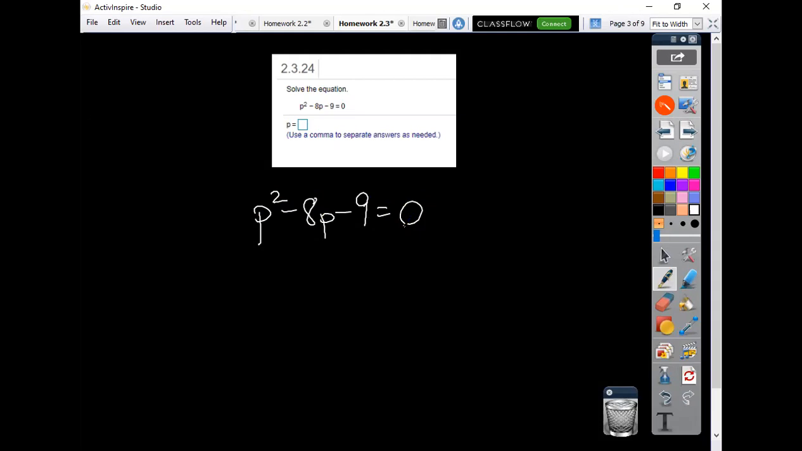I think it's easiest here to just go ahead and do this by guess and check. So the only way to get p squared here would be p times p. Two things that multiply to negative 9. So if you think about m times n has to equal negative 9, but they have to add up to negative 8.